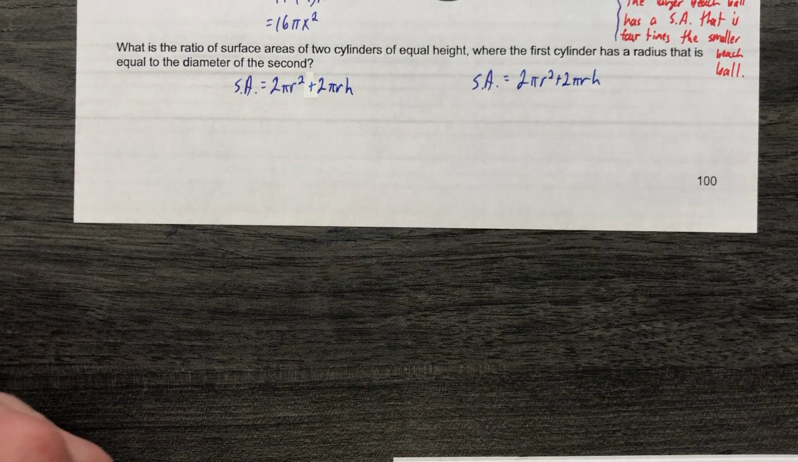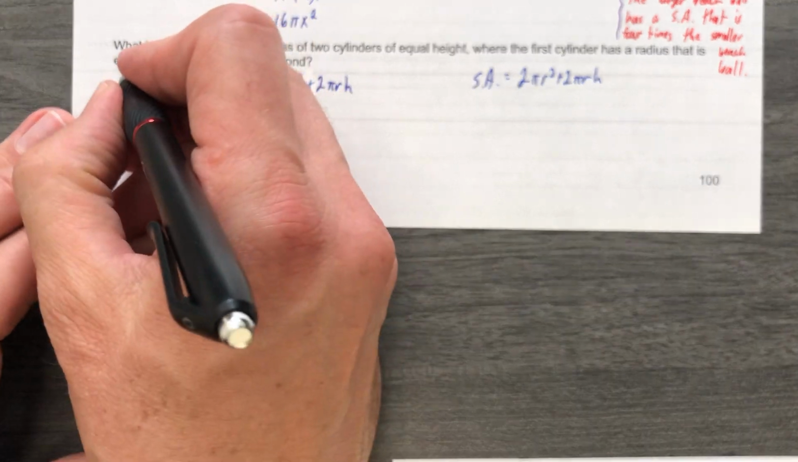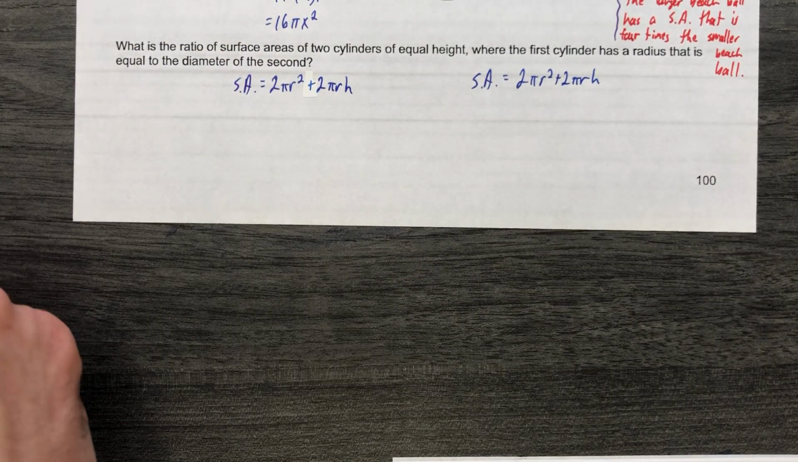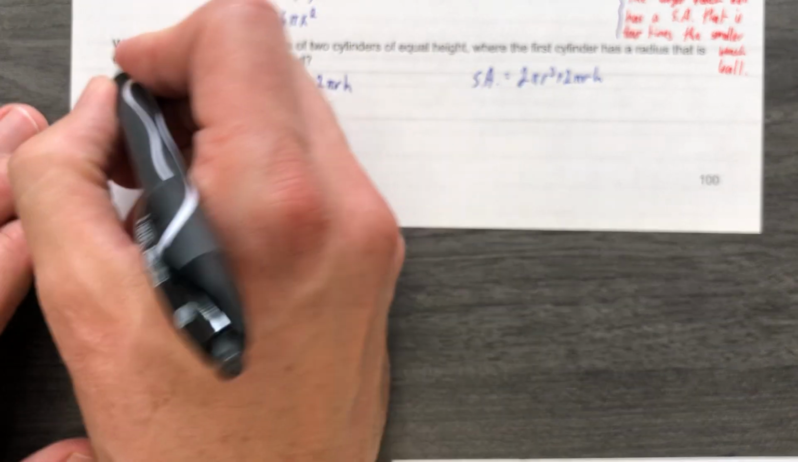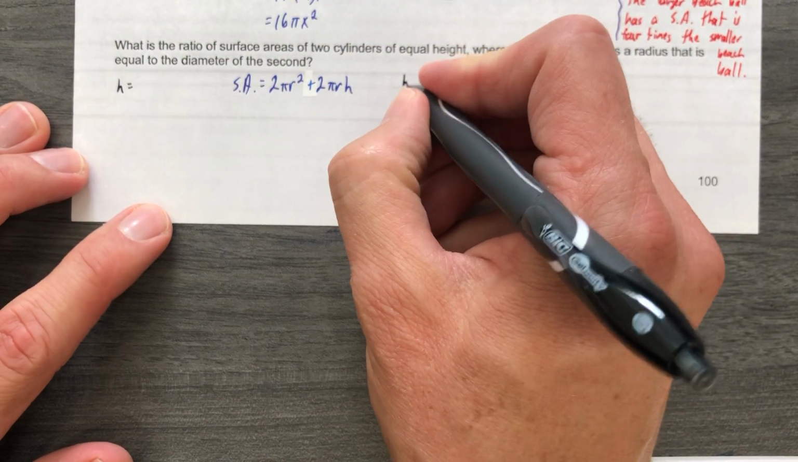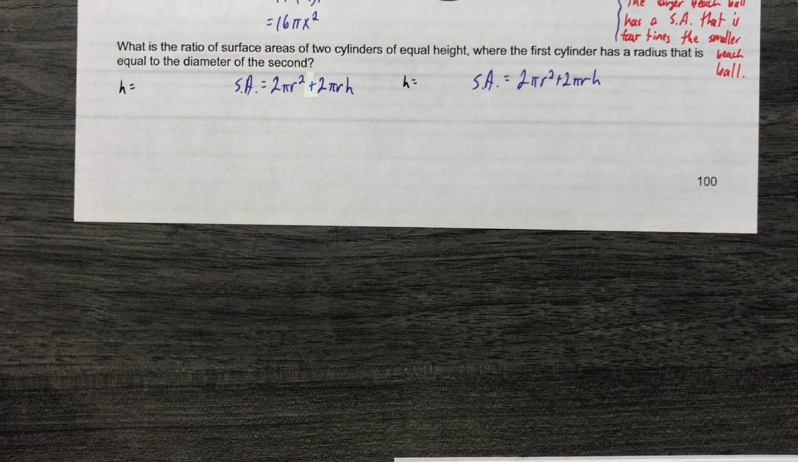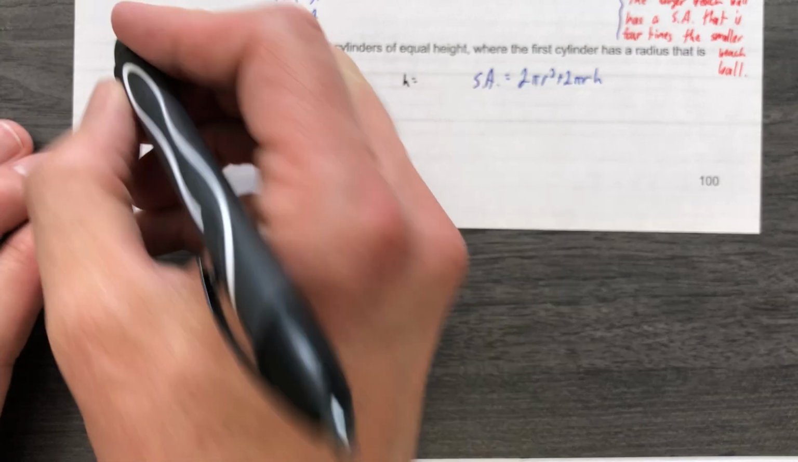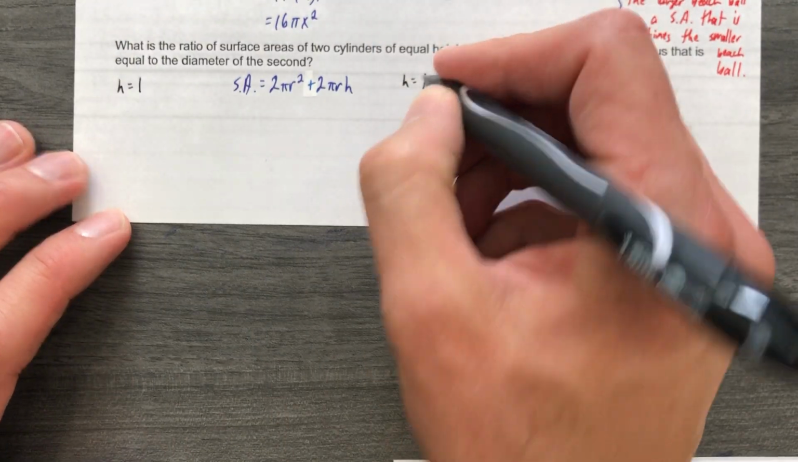So I'm going to come over here and I'm going to say, well, I don't know what the heights are. Let's use a different color. Let's use black. I don't know what the heights are, but they better be the same. So the height is equal to what? What do you want it to be? It doesn't matter. Pick whatever you want. I'm going to pick 1, actually. It's going to make your life easier.